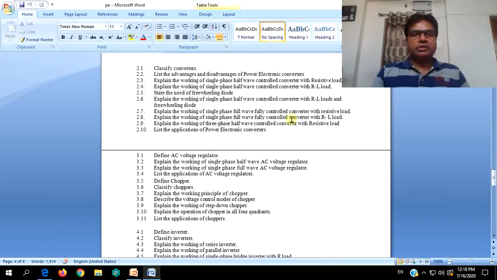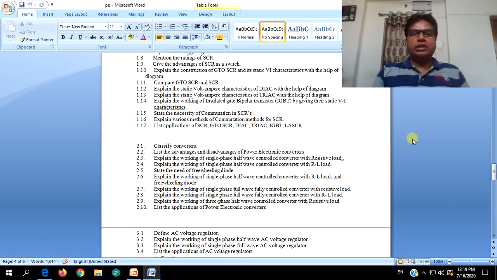The specific objectives are the classification of converters, advantages and disadvantages of power electronic converters, and then the working of various rectifiers or converter circuits, and so on. So basically, in this particular unit, we will be discussing what is conversion, what are converters, the classification of converters, and how their evolution came into existence, and one by one we will take up different converter circuits.